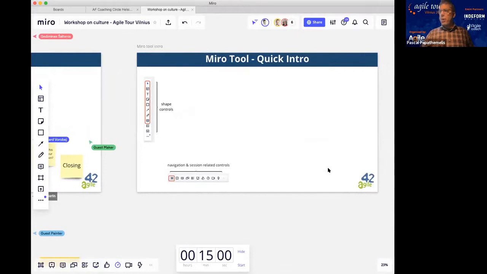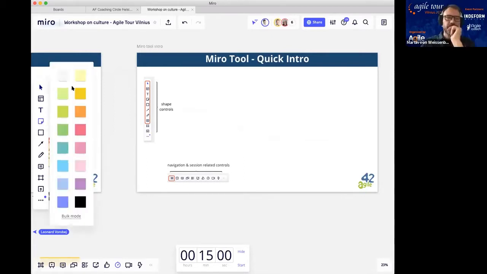How many of you know Miro from before? So there are those shapes. If you see my screen, there's a select arrow. There are different templates, probably we don't need that. There is text. There are sticky notes. That's the important one. And you can select the color you want for the sticky notes.